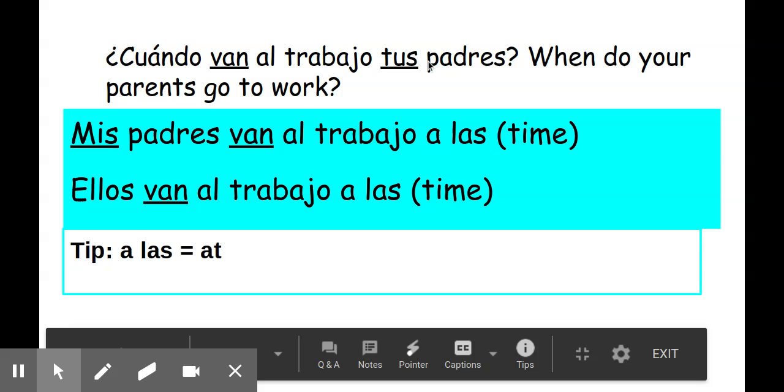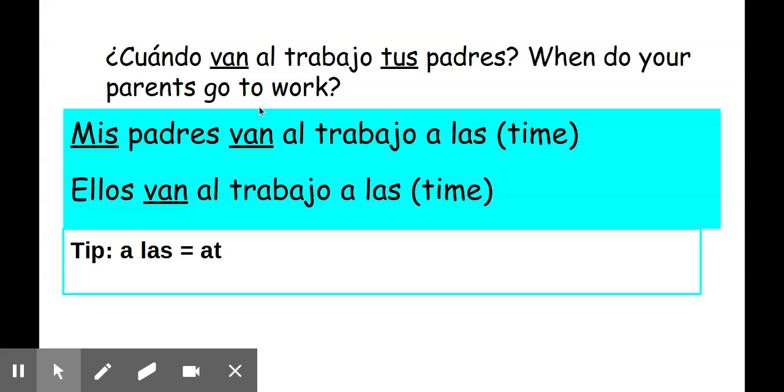¿Cuándo van al trabajo tus padres? When do your parents go to work? Now, the tus has to change to mis because this is when do your parents go to work, and you're going to say my parents go to work at. So it'd be mis padres van. The verb doesn't change because we're still talking about they. They are the subject. To work, al trabajo. At is a las, and then a time. Notice the word trabajo is masculine, so el becomes al.